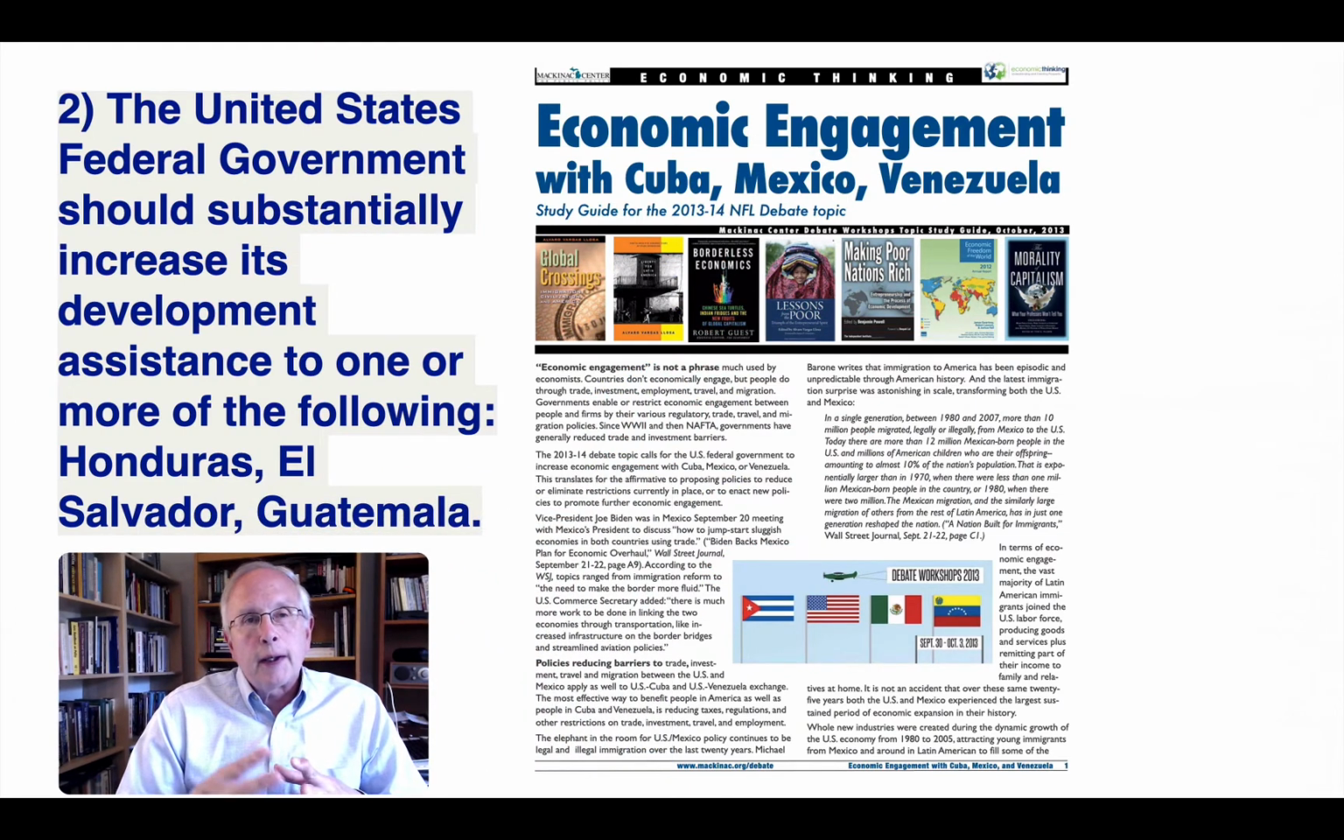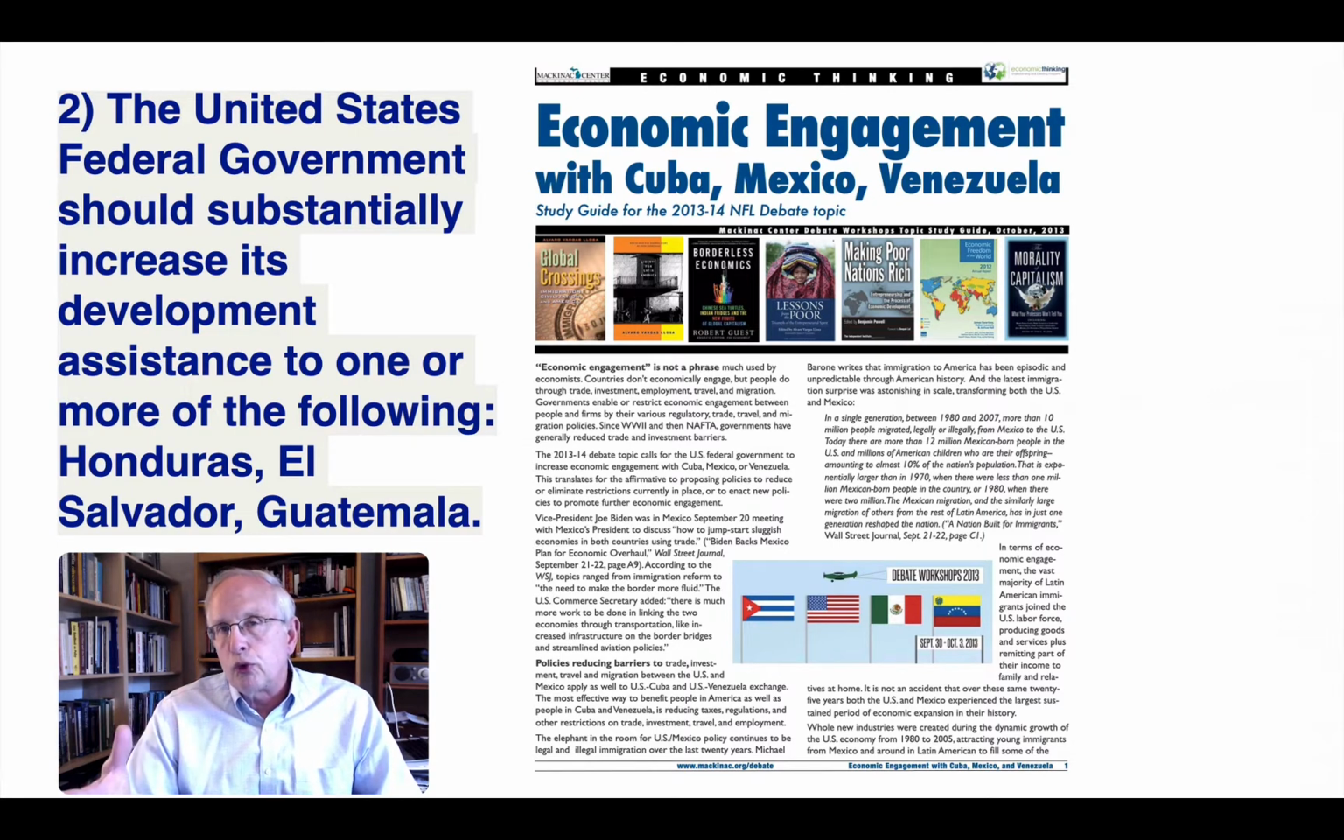The first one, development assistance for Honduras, El Salvador, and Guatemala, is somewhat similar to a 2013-14 NFL or NSDA topic calling for more economic engagement with Cuba, Venezuela, and Mexico. I have a study guide and workbooks on that. Of course, Cuba, Mexico, and Venezuela are not Honduras, El Salvador, and Guatemala, but many of the development ideas are similar. Many of the challenges in these Latin American countries are similar. The lack of sound institutions that protect rule of law, enterprise, and property titling is a real challenge.